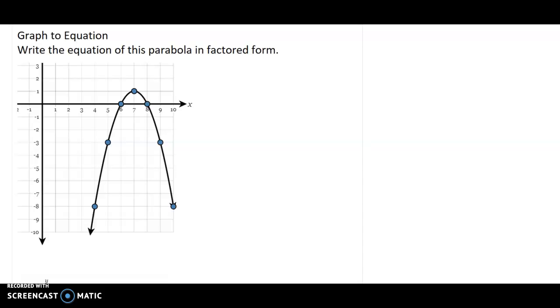Hey guys, in this video we're going to take this quadratic graph and write the equation of the parabola in factored form. Again, here it's just to get a general idea of quadratics and how they work. So the first thing I want to observe is that this parabola is opening down.